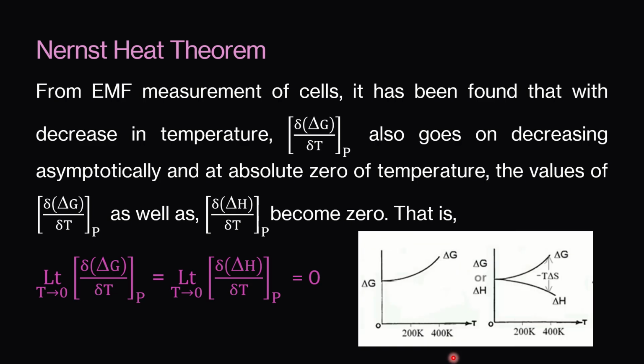And this can be represented graphically by this one. Look at this low temperature near about absolute zero. These two curves, one representing delta G, another representing delta H, meet asymptotically. That means they seem to be meeting, but actually not meeting. Okay, there must be some gap. So this is the nature of asymptotic graphs. And here at higher temperature, suppose near about the room temperature, as we know that delta G equals delta H minus T delta S, so this gap is nothing but minus T delta S. Okay. So this is the graphical presentation of the conclusion of the Nernst heat theorem.